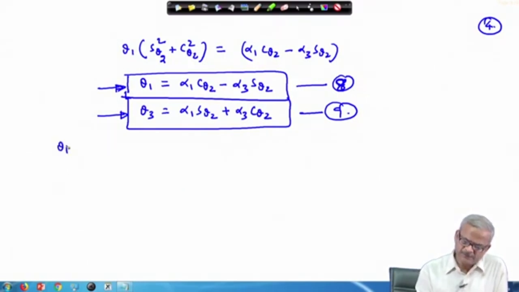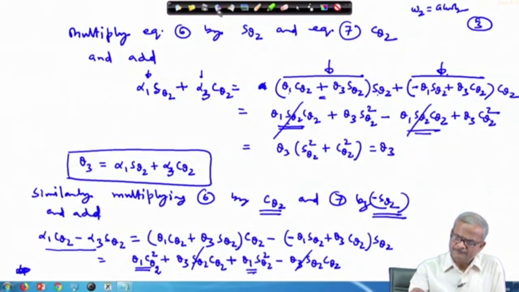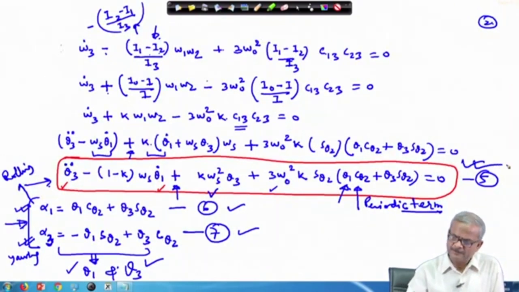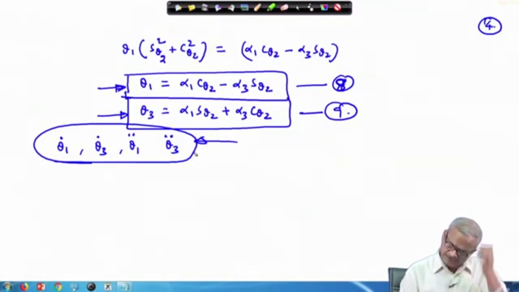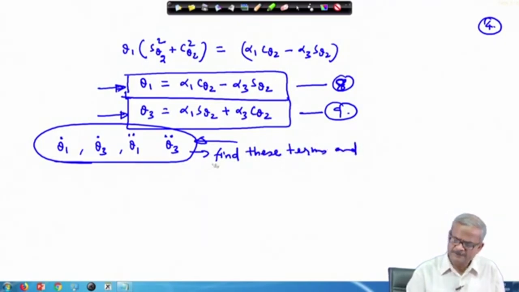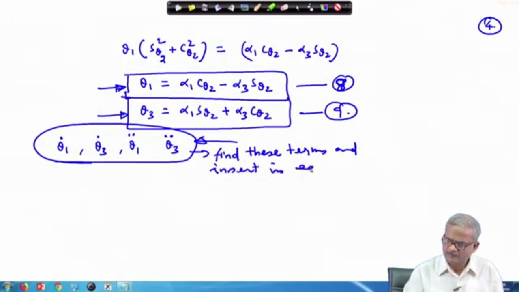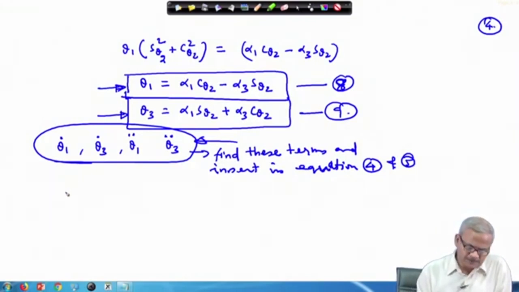Now, thereafter we need to get alpha 1 theta 1 dot and theta 3 dot, theta 1 double dot and theta 3 double dot, and these terms then need to be inserted into the expression we have got here in equation 5 and equation 4. Okay. So, find these terms and insert in equations 4 and 5, and we have to do it patiently because it is quite time taking work.